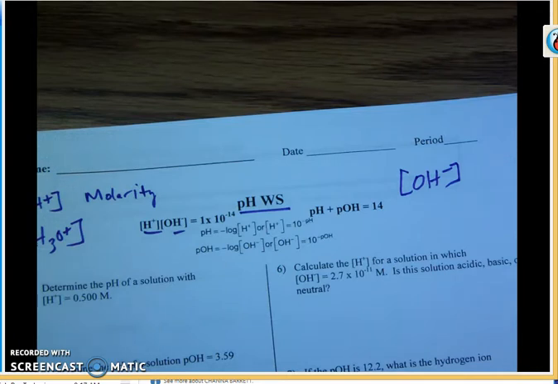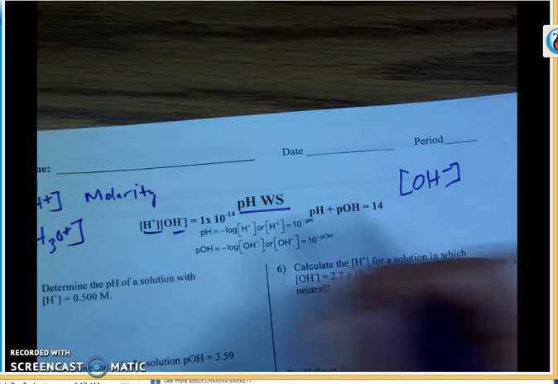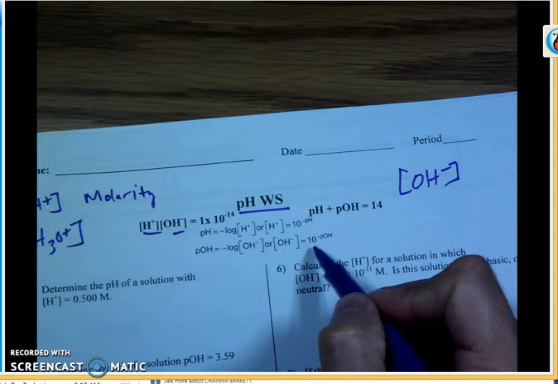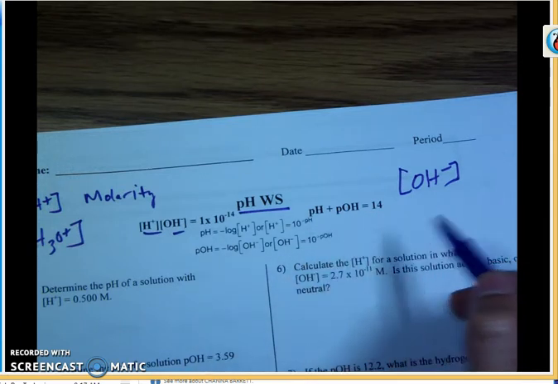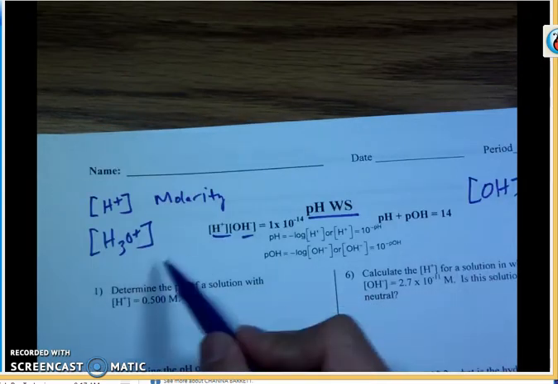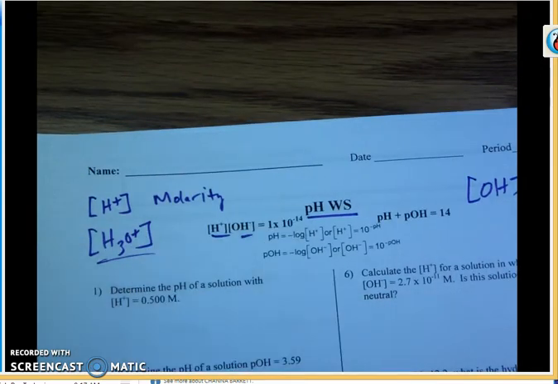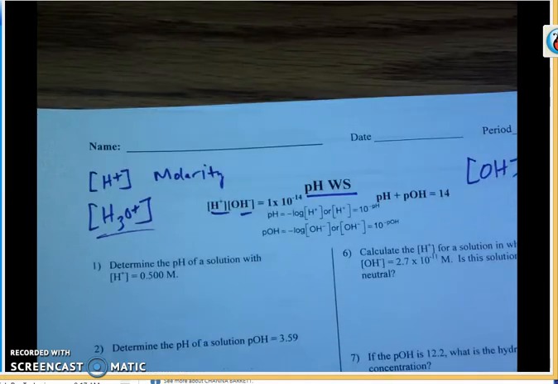Remember that. And if you don't, this is usually provided. All this information on top will be provided to you for tests, quizzes, and things like that. But it might not show the H3O. Just know that H3O+ and H+ are interchangeable. They're essentially the same thing, because they're in water and they will form those ions.